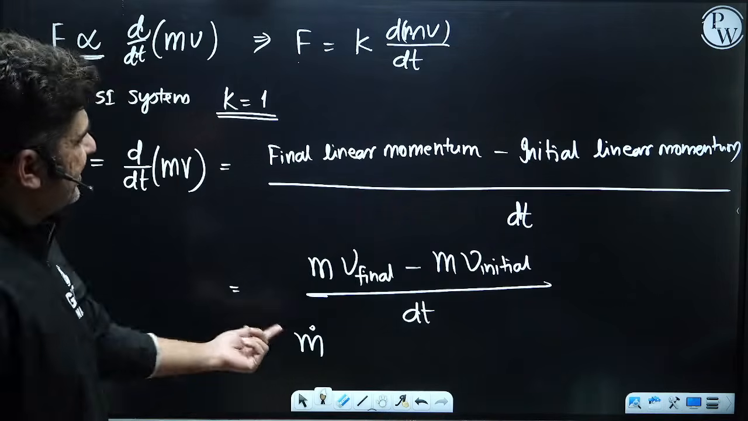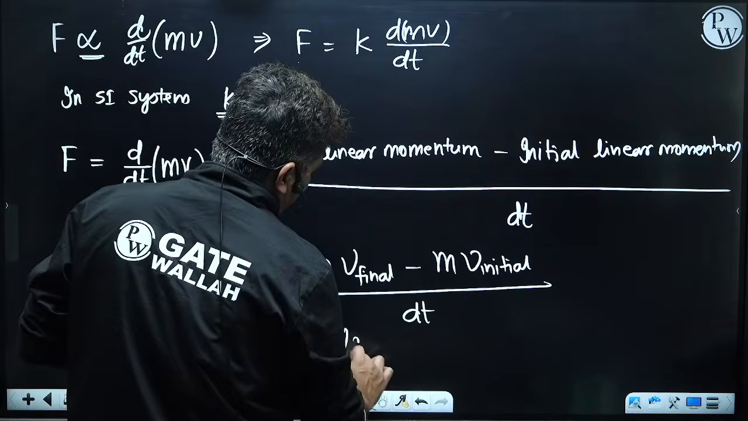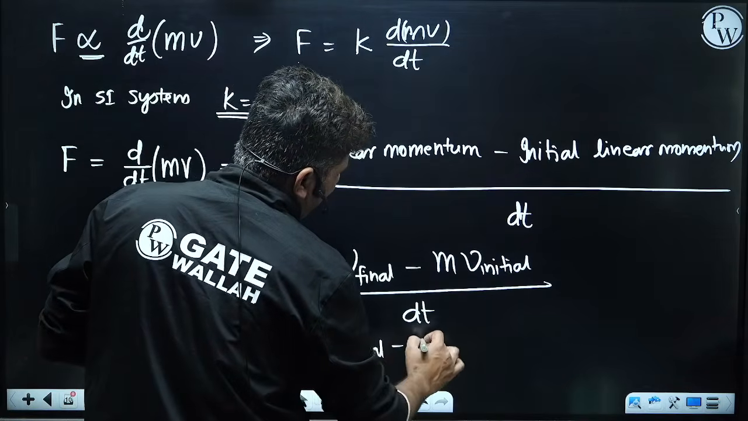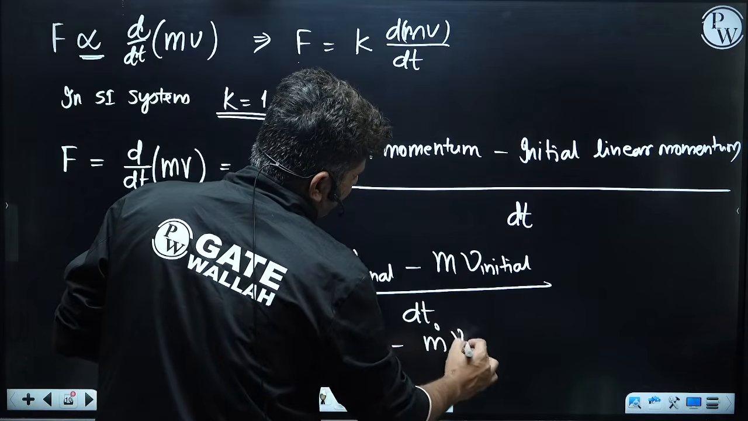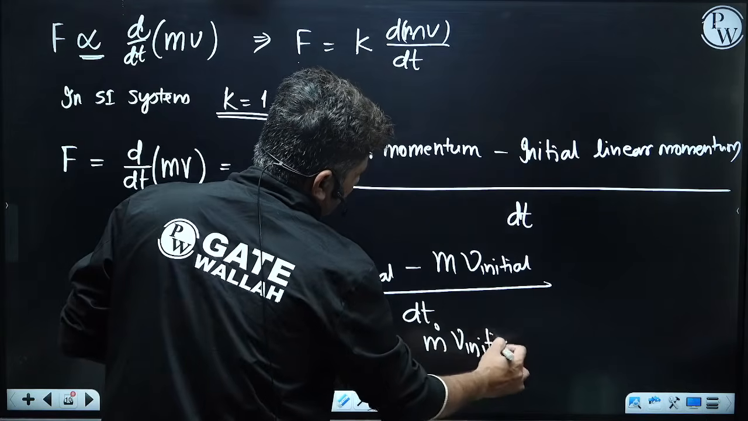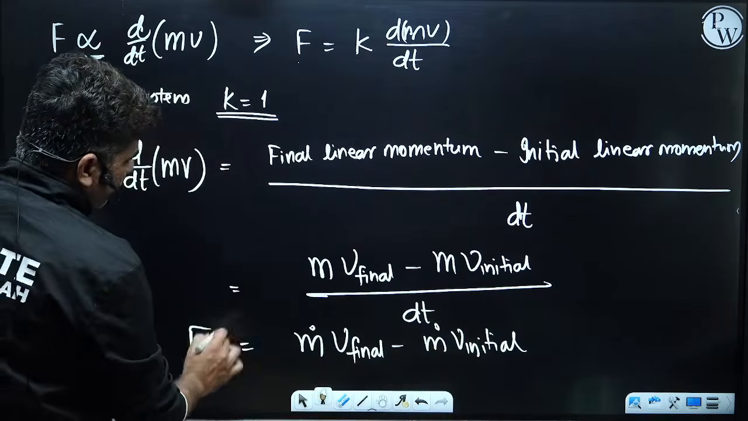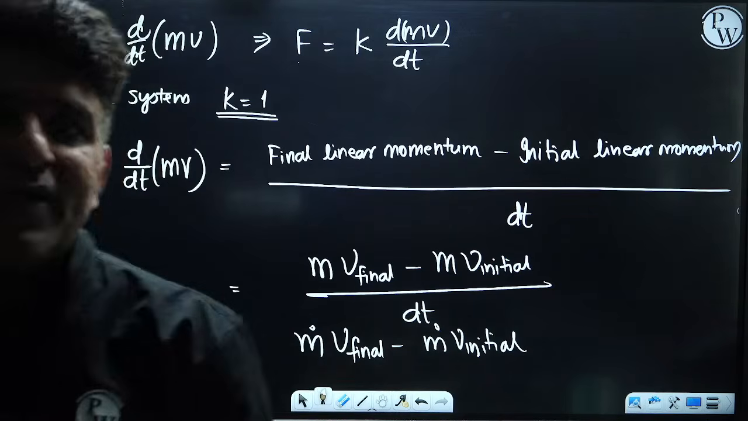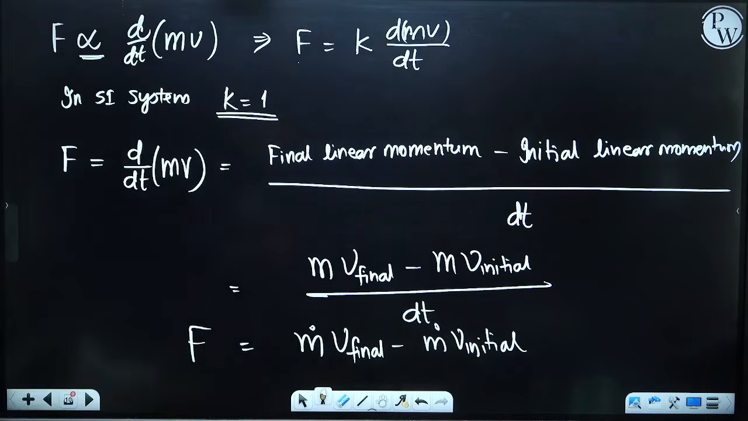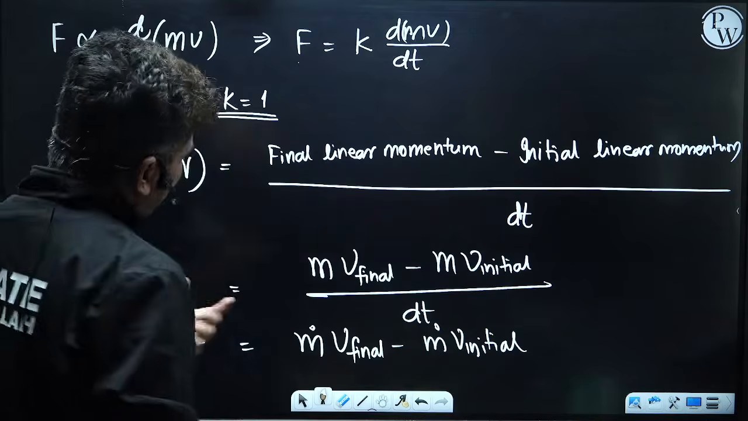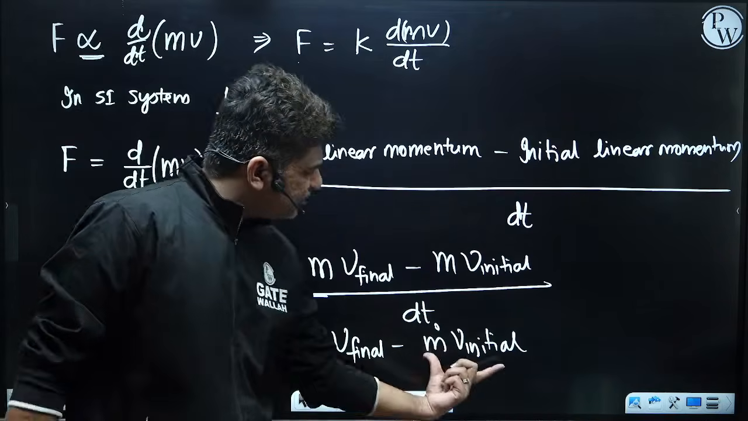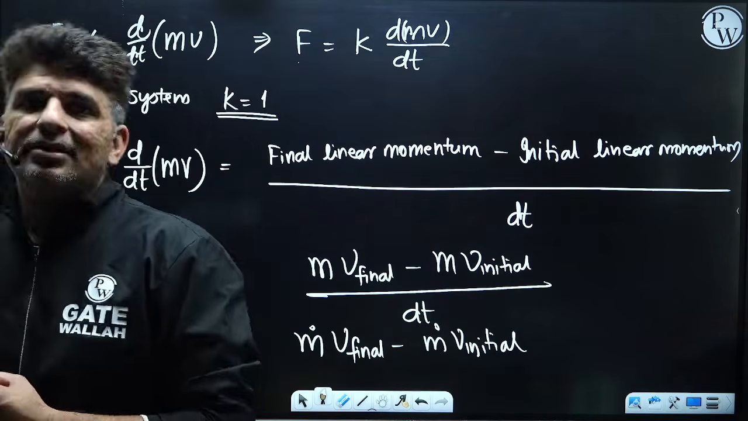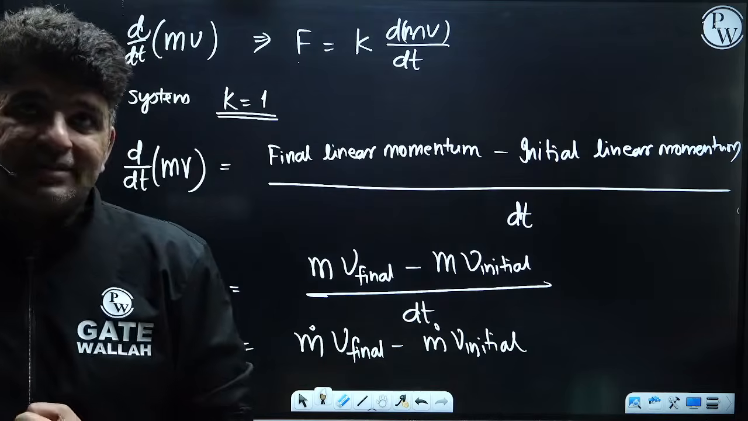So this becomes m dot into v final minus m dot into v initial. Okay, so this becomes your force. So the force applied on an object is m dot v final minus m dot v initial. So this becomes your final linear momentum, and this becomes your initial linear momentum. Is it clear to everyone?